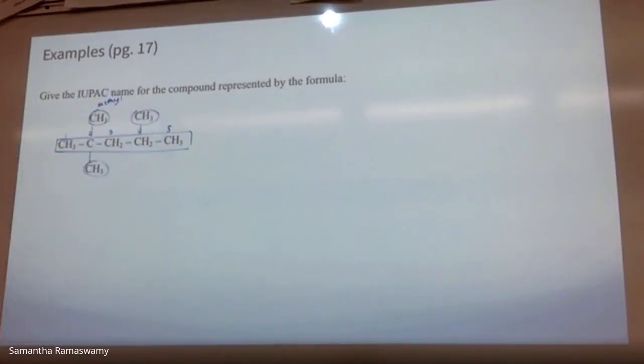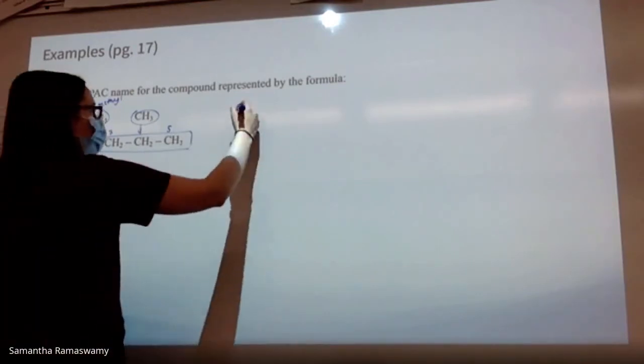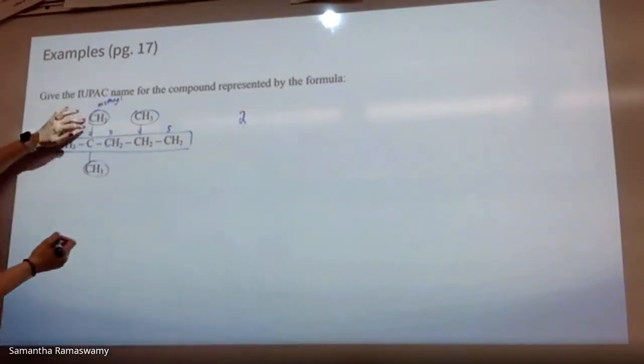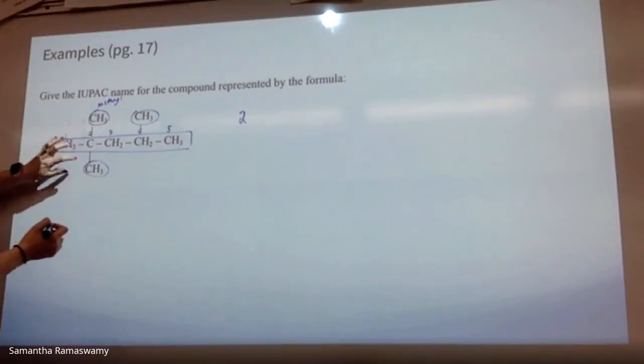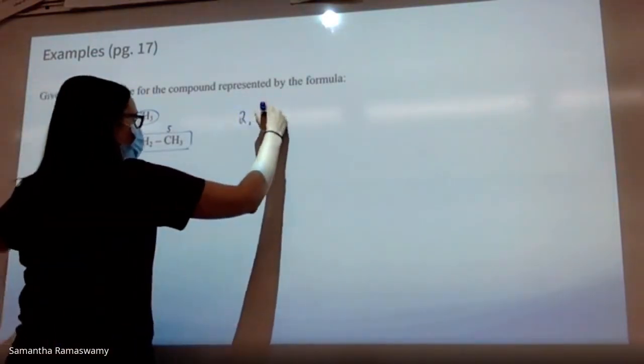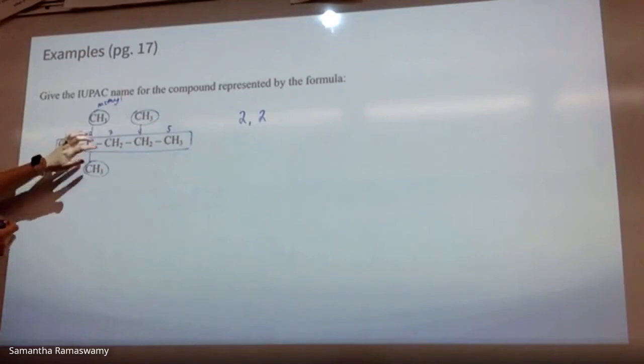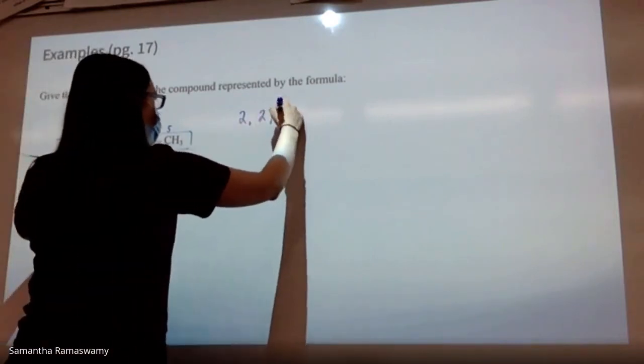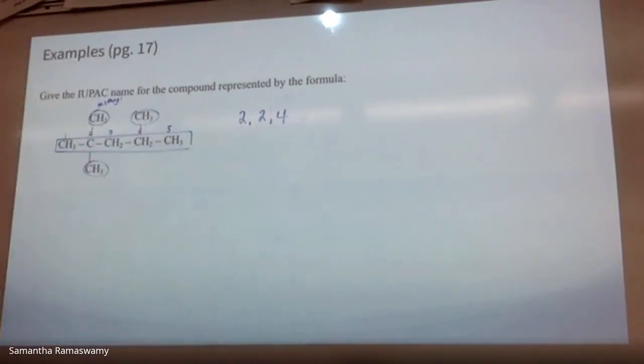So let's start by just writing the numbers that all of the substituents are attached to. I have a methyl group on carbon 2. I also have a methyl group off of this carbon 2. And I have a methyl group off of carbon 4. So I'm listing the numbers of the carbons that the methyl groups are attached to.